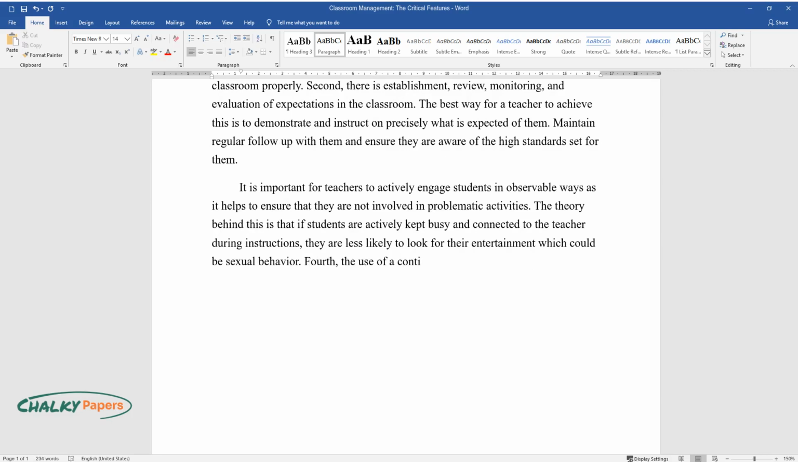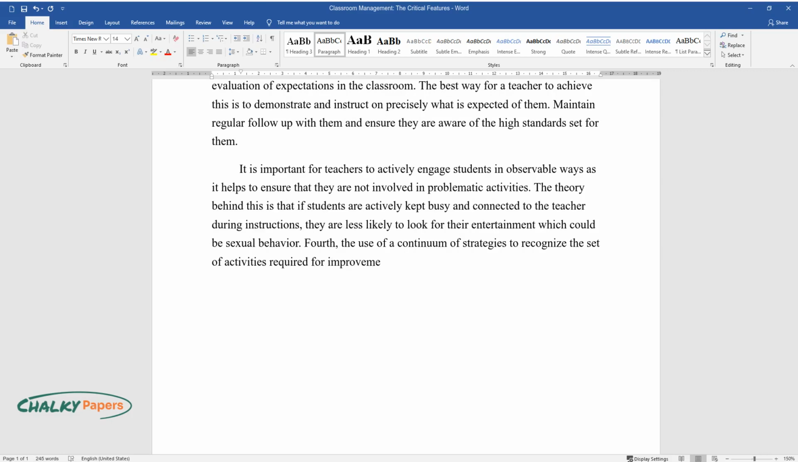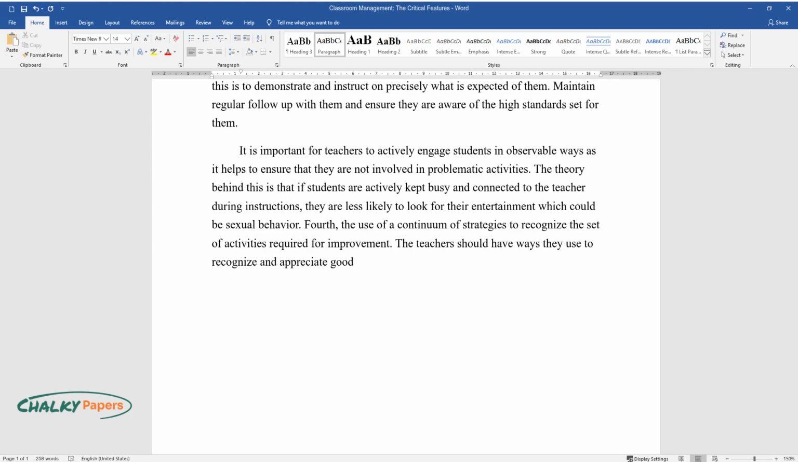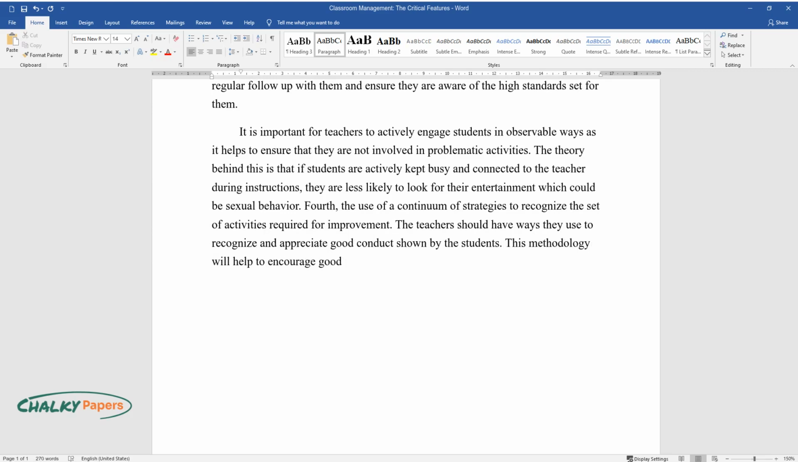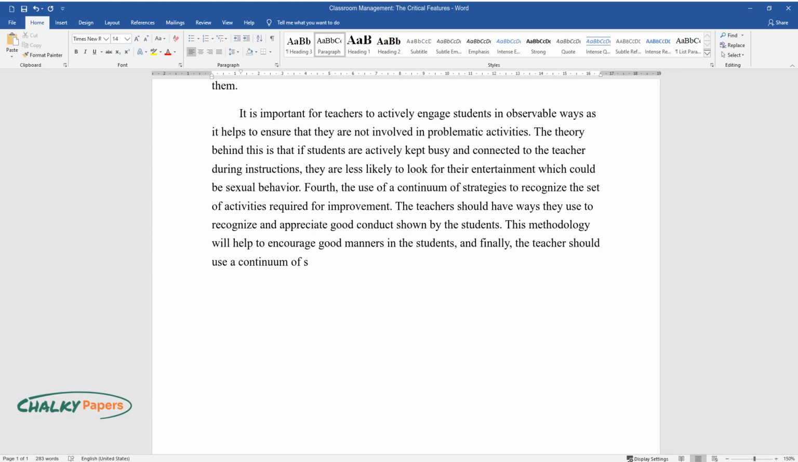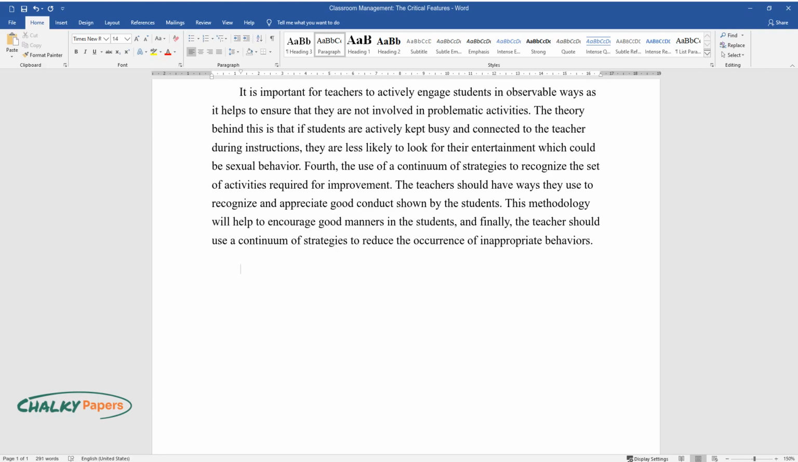Fourth, the use of a continuum of strategies to recognize the set of activities required for improvement. The teachers should have ways they use to recognize and appreciate good conduct shown by the students. This methodology will help to encourage good manners in the students, and finally, the teacher should use a continuum of strategies to reduce the occurrence of inappropriate behaviors.